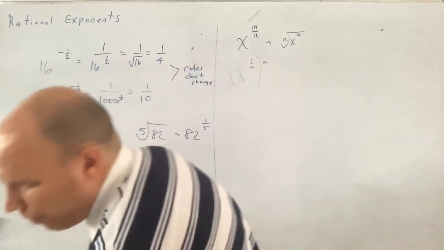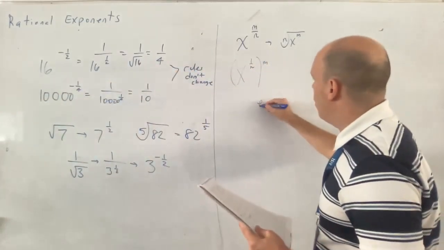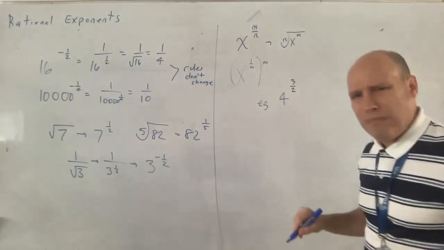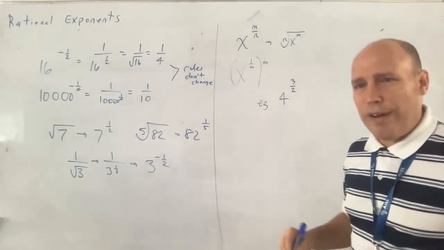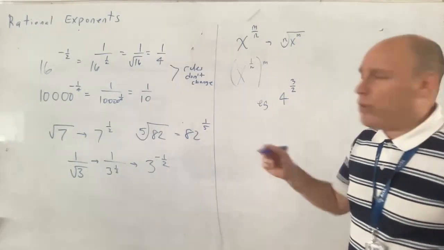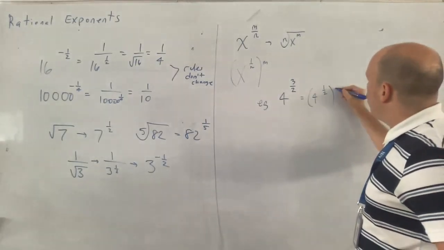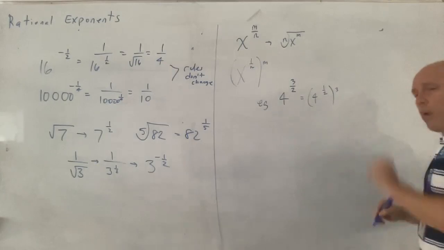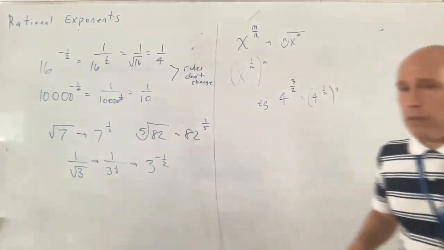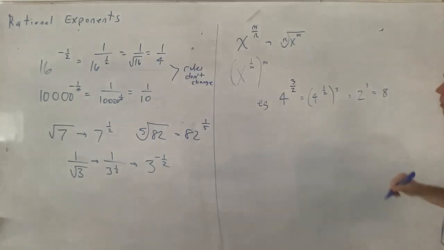Let's do an example. How about 4 to the 3 halves? That's kind of weird, right? 4 to the 1.5. Well, it's a fraction, so immediately we're going to rewrite this as 4 to the 1/2, cubed. Well, I like 4 to the 1/2. If you don't have a calculator, this is what you're going to say: 2 to the 3rd, and this is 8.